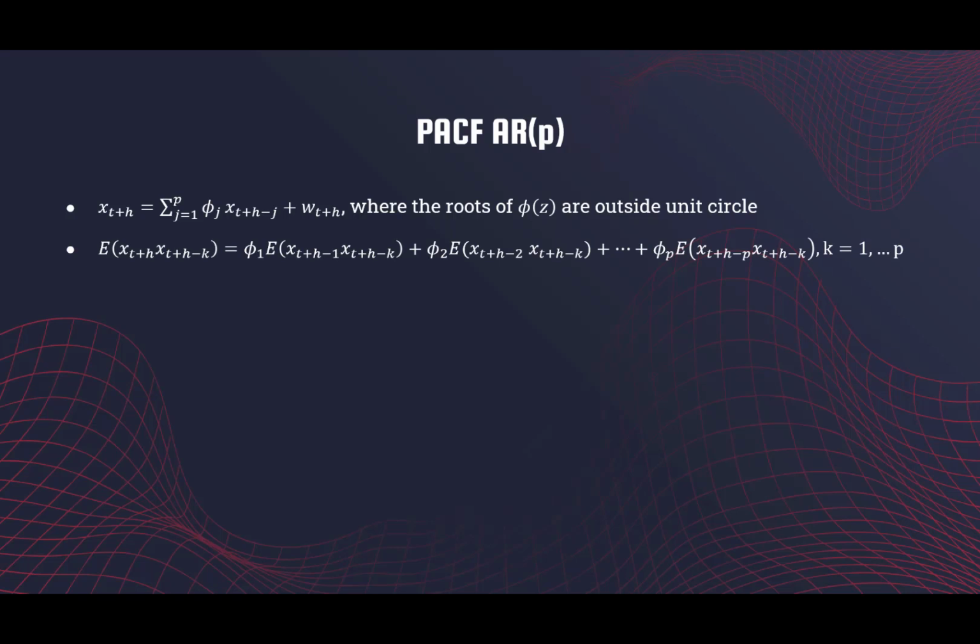And what trick am I using here? I'm multiplying this with x_{t+h-k}, and all of these terms with x_{t+h-k}, and taking expected values. We get this. So we have done this trick once before. So we get this system of equations, right? For an AR(p) process, with phi 1, phi 2, up to phi p, basically this is satisfied, this system of equations. Why am I calling it a system? Because k can go from 1 to p.